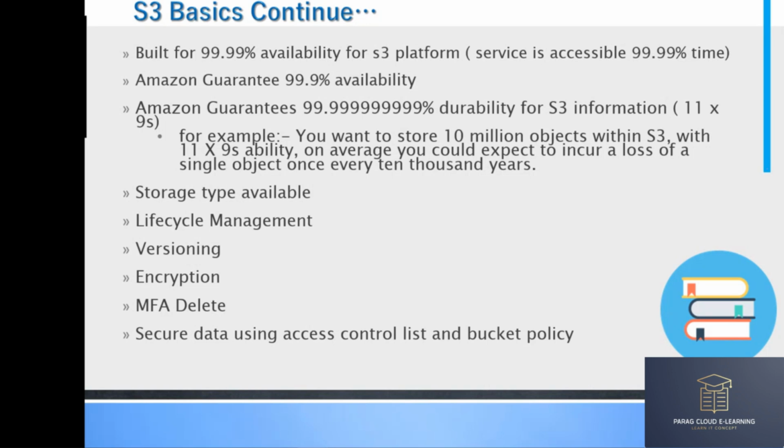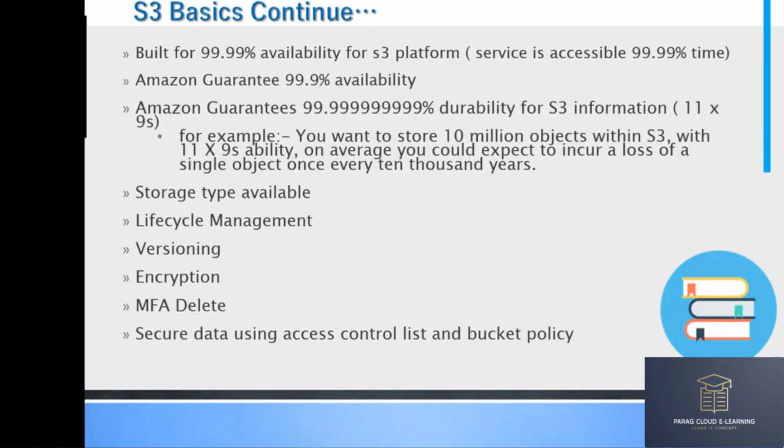with 11 times 9 availability and durability, on an average you are expected to incur a loss of a single object once in every 10,000 year. So Amazon बोलता है कि अगर आपने करोड़ों फाइल अपलोड करी है ना तो 10,000 साल में एक फाइल लॉस होगी हमारे से. Means put your data and forget. Put the data in S3 and forget. It will be always there. So remember these 3 terms. Okay, remember what is the availability and what is the durability of the data in S3.